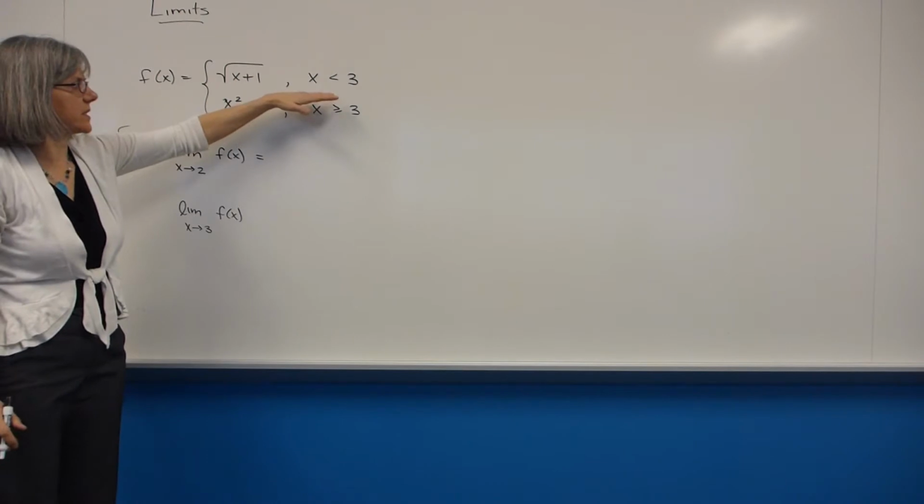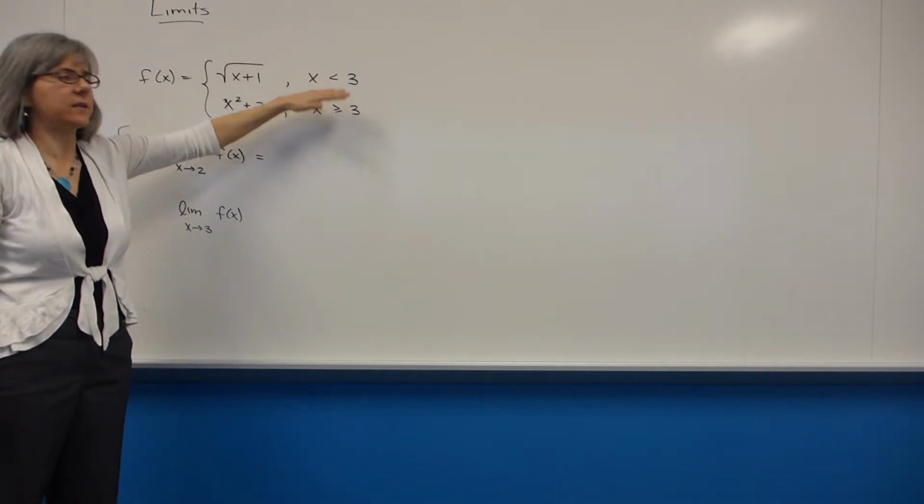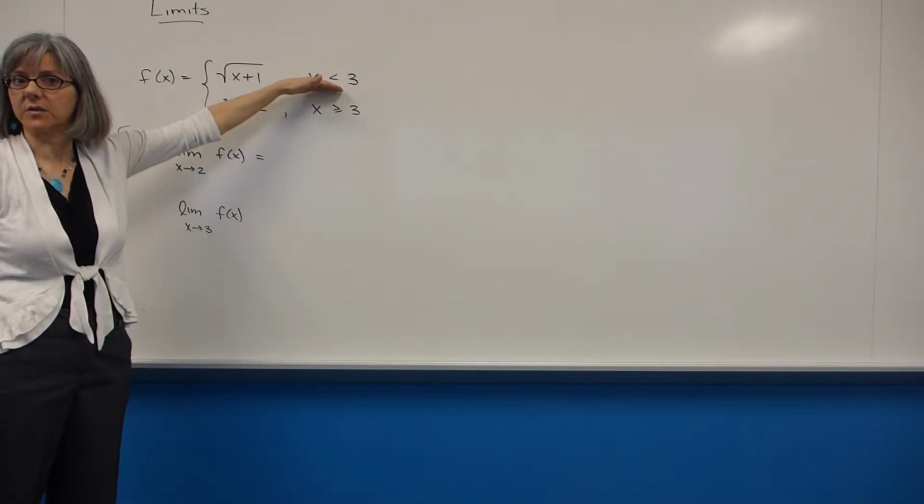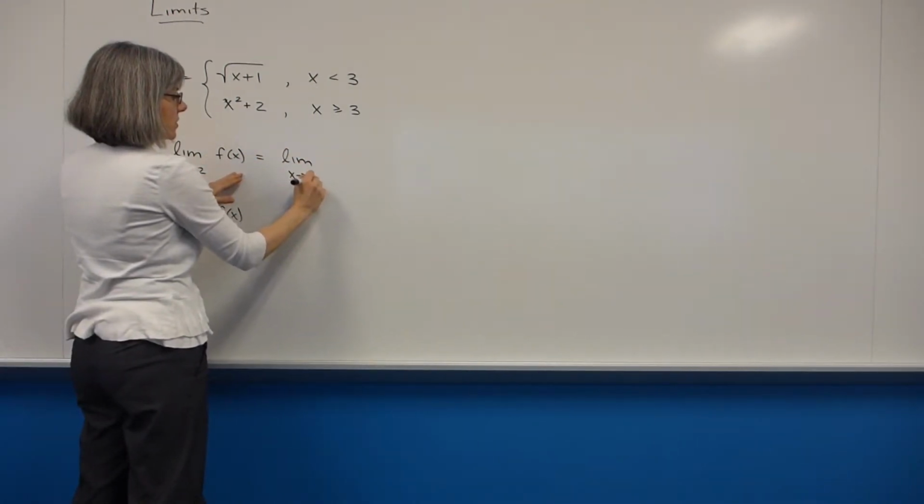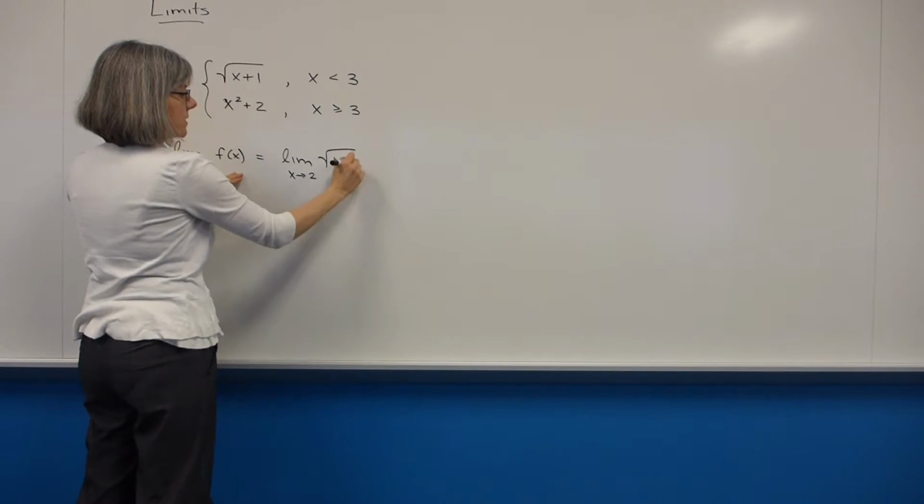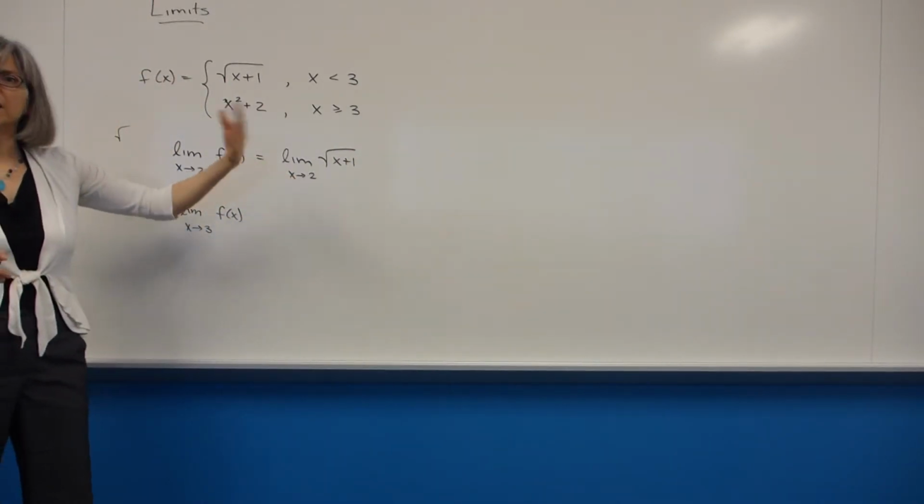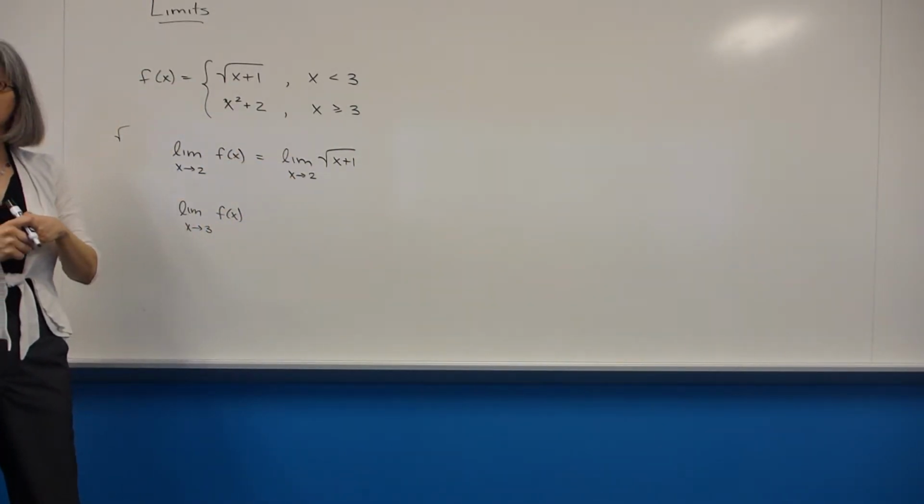Where does 2 fall in this? Is it in the x less than 3? Yeah, it's in the first one. It's x less than 3 because it's 2. So that means that this is really this: as x approaches 2, square root of x plus 1. Because when x is near 2, that's the function definition I'm going to use.